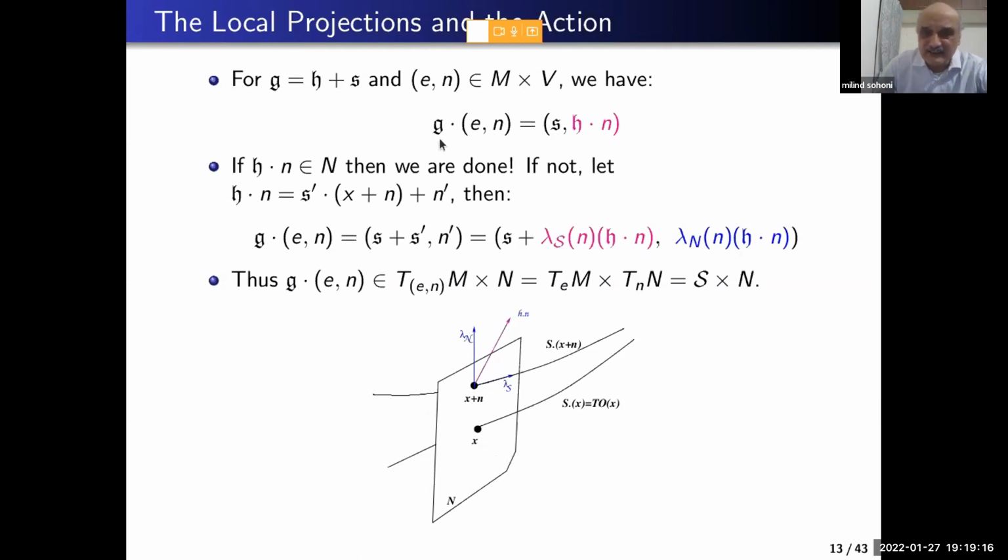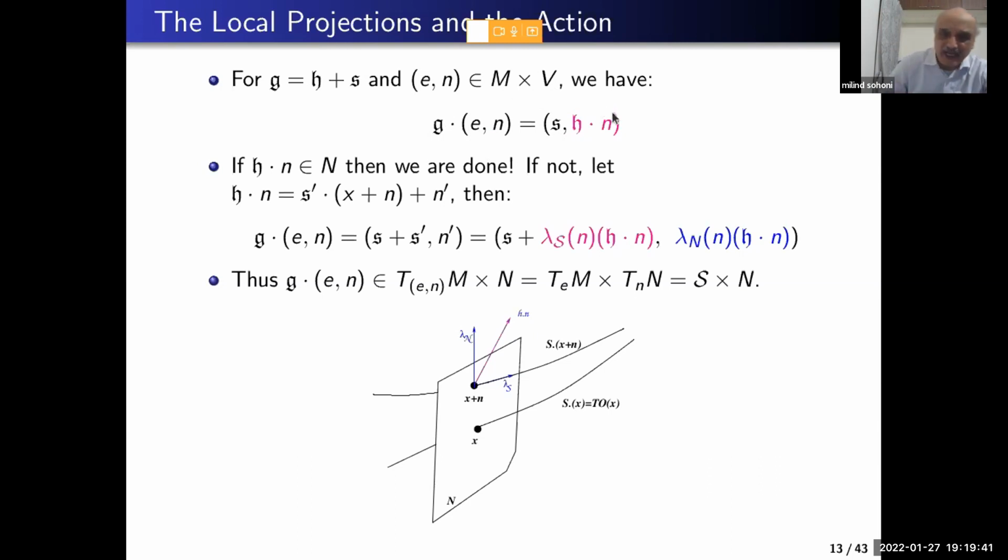So how is the action? Well, this is the associated bundle action given G on M cross V. Then the S part moves the horizontal part, the first coordinate, and the H part moves the H dot N. So this is really the old associated bundle construction, right, on M cross V, except that it is in Lie algebraic form.